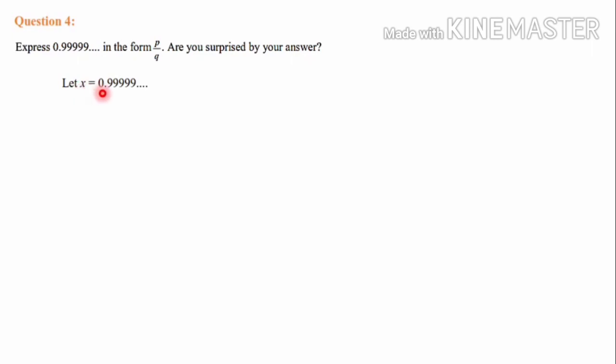Next we shall discuss question number 4. Express 0.99999 etc. in the form P by Q. Are you surprised by your answer? Here the first part we will know how to do. Express 0.99999 in the form P by Q. When you check the given number, that is 0.999 etc., it is a number which is very close to 1. So let's go for writing it in P by Q form. Consider the number as x, that is x is equal to 0.999999 etc., and label it as equation number 1.